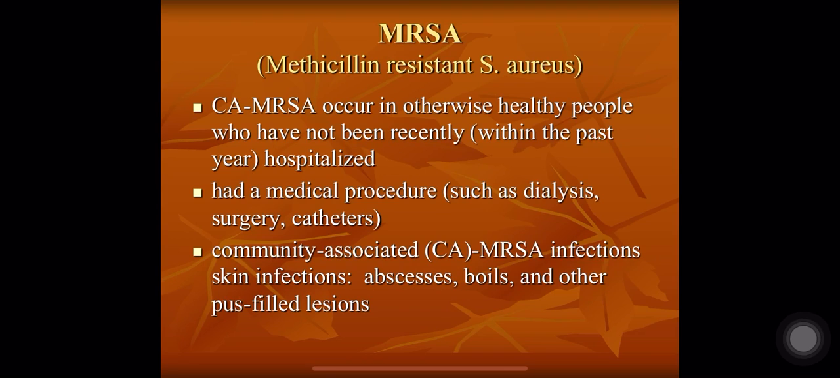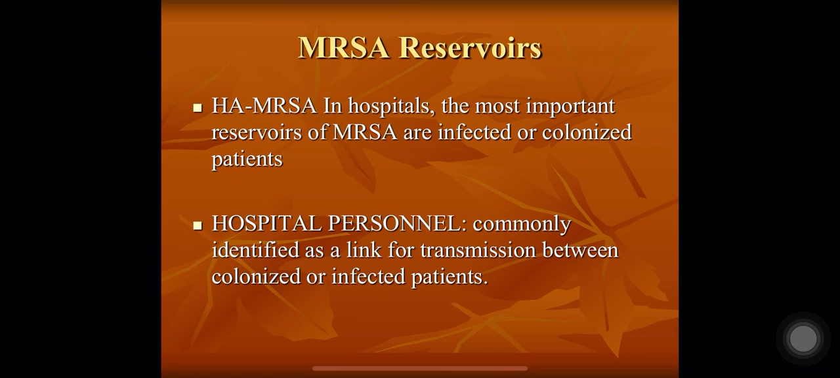MRSA is methicillin resistant Staphylococcus aureus. There are two types of MRSA: community acquired MRSA and hospital acquired MRSA, CA-MRSA and HA-MRSA. The hospital acquired MRSA is much more serious and it is resistant to many other drugs as well. Hospital personnel can also act as reservoirs of MRSA because some people harbor MRSA in their nose as commensals.